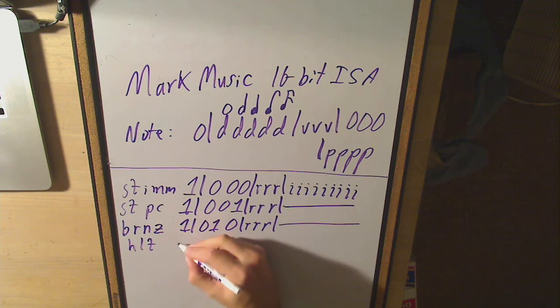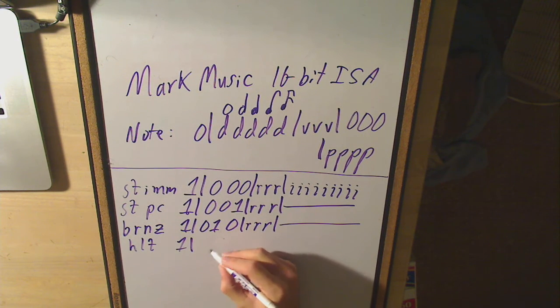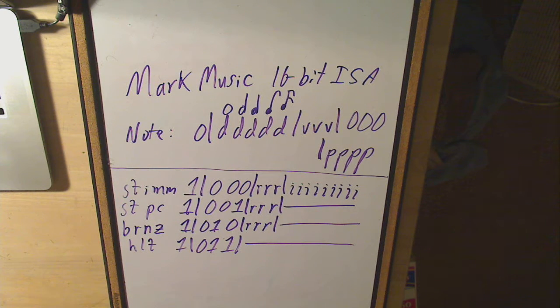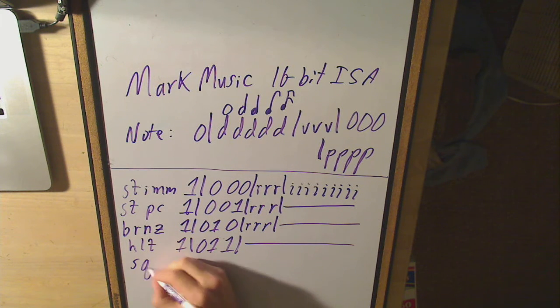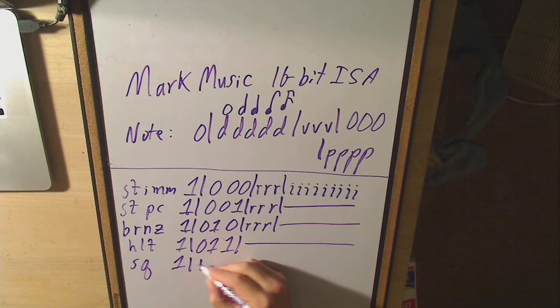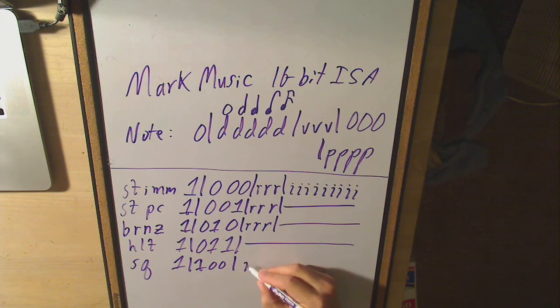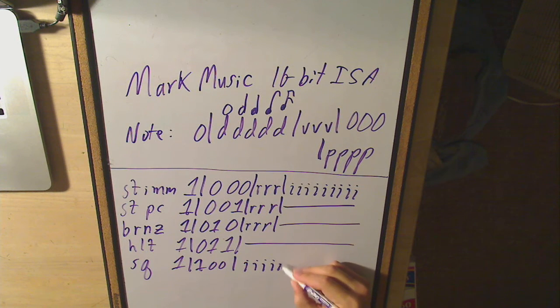I've got a halt command, which has opcode of 0, 1, 1, with the rest of the bits being meaningless. This command simply tells the machine, okay, I've reached the end of the music, I'm going to stop, and it no longer fetches any more commands or notes after this point. And then the set quarter, the SQ command, which has opcode of 1, 0, 0, and the rest of the bits are an immediate value.